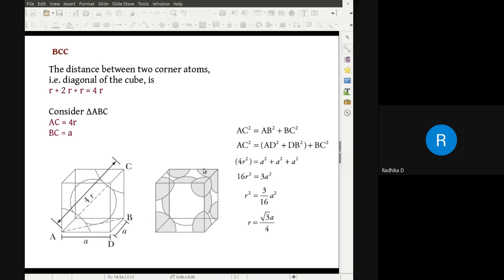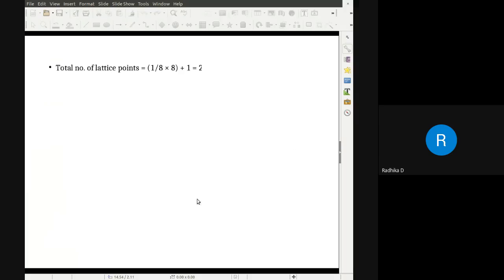1 by 8 of each atom, 1 by 8 of each. Along with that, there is one full sphere or one full atom at the center. So the total number of atoms, or total number of lattice points, becomes 1 by 8 of 8 plus 1, that is a total of 2. Once again, the volume of a single atom is 4 by 3 pi r cube. Then the volume of all atoms will be this 2 multiplied by 4 by 3 pi r cube.